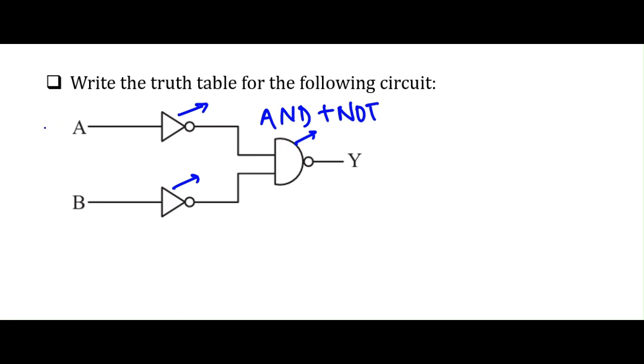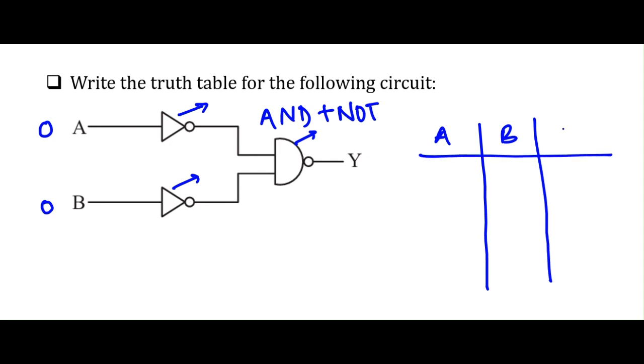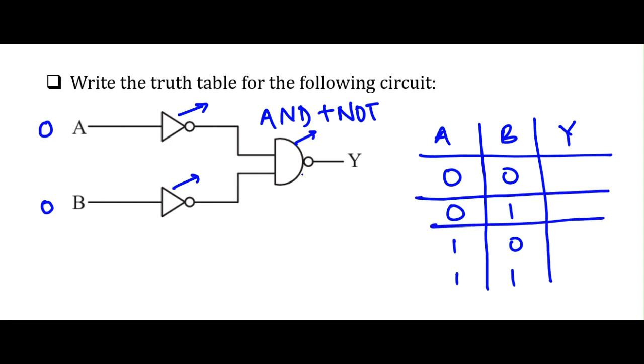giving inputs as 0 0. As we know, there are four possible combinations. So we can tabulate them as 0 0, 0 1, 1 0, and 1 1. So let's check for 0 0 what will be the final output.